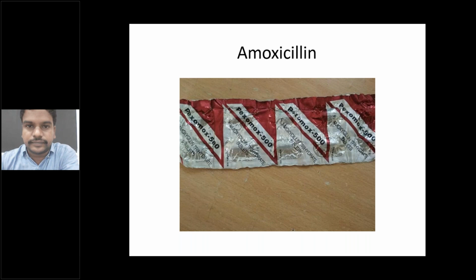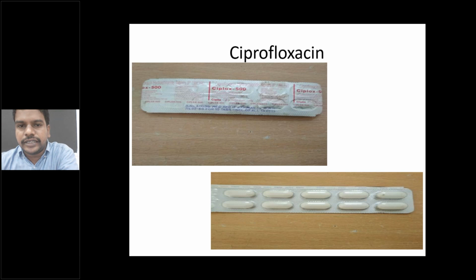Then ciprofloxacin. What are the uses of ciprofloxacin? For treatment of urinary tract infections, UTI. Very good. Ciprofloxacin uses are urinary tract infections and dysentery. For treatment of urinary tract infections and dysentery. Okay, that is about ciprofloxacin.